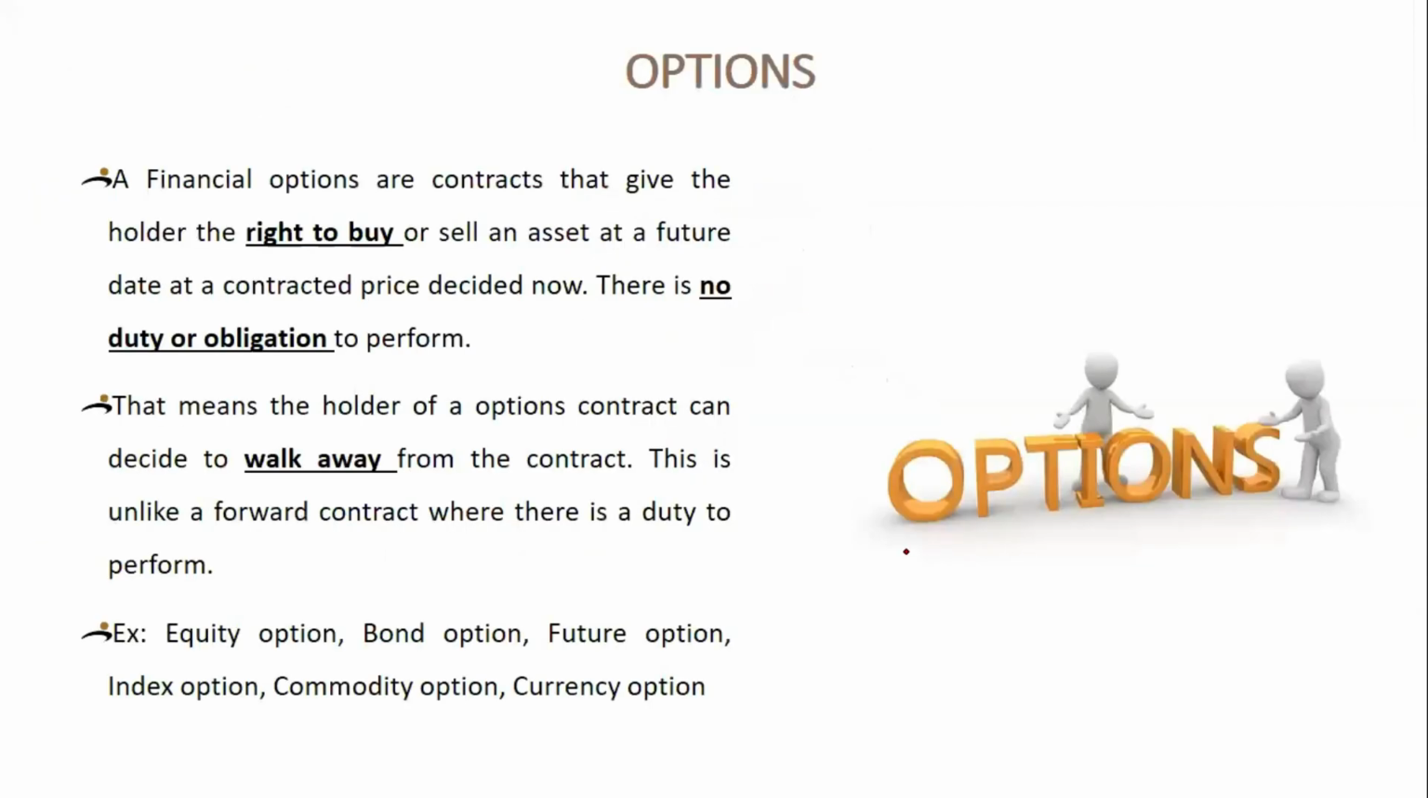So let's start. A financial option is a contract that gives the holder, the buyer, the right to buy or sell an asset without an obligation to do so. That means, let's say a person A purchased an option. If this option goes up in value, he is going to make a profit. But if it goes down in value, he has to do nothing. He can just walk away from this contract. It will expire worthless.